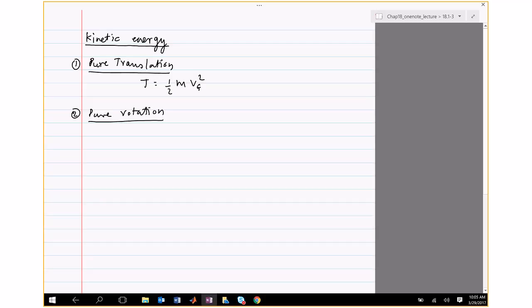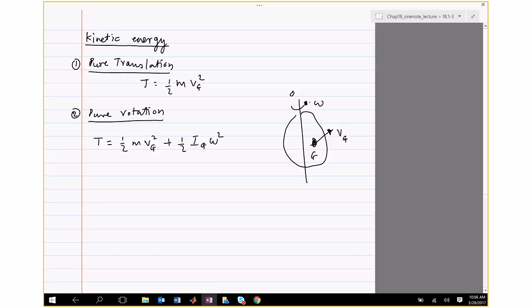The other case is when you have pure rotation. An example would be a simple pendulum. It's fixed at a hinge point and it rotates about that fixed axis. In which case, I'm going to draw that here. So rigid body, center of mass, axis, and the body essentially rotates about the axis. In this case, the kinetic energy is half mass times velocity of G squared plus half times inertia about G times omega squared, where omega is clearly the angular speed of this body. Vg is the linear velocity.